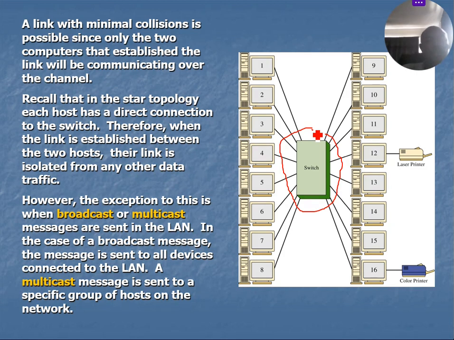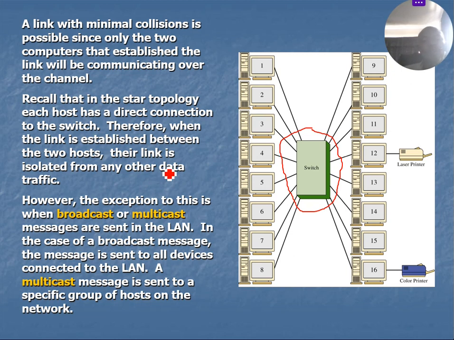Because of this, when the link is established between the two hosts, their link is isolated from any other data traffic on the network. Each computer has its own port and a direct link to the switch. So for that singular reason, this link is isolated from anything else going on with the channel. Is that okay? So for that reason, the data traffic will be reduced.